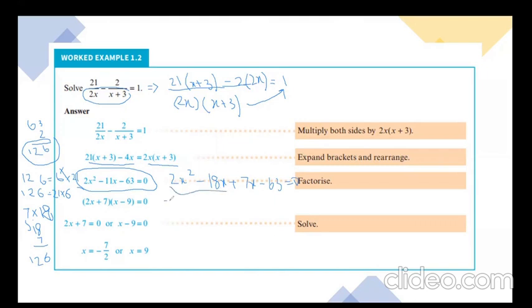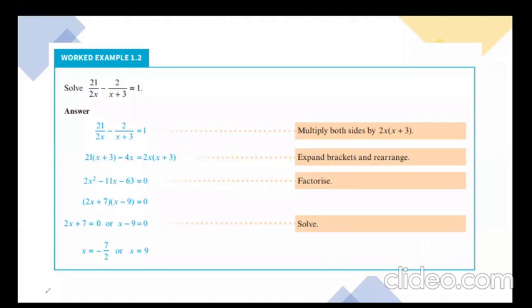Taking 2x common from this: 2x into x minus 9 plus 7 into x minus 9. So the factors must be 2x plus 7 and x minus 9. So 2x plus 7 equals 0, so x equals minus 7 by 2, and x minus 9 equals 0, so x equals 9. So these are the two values of x.